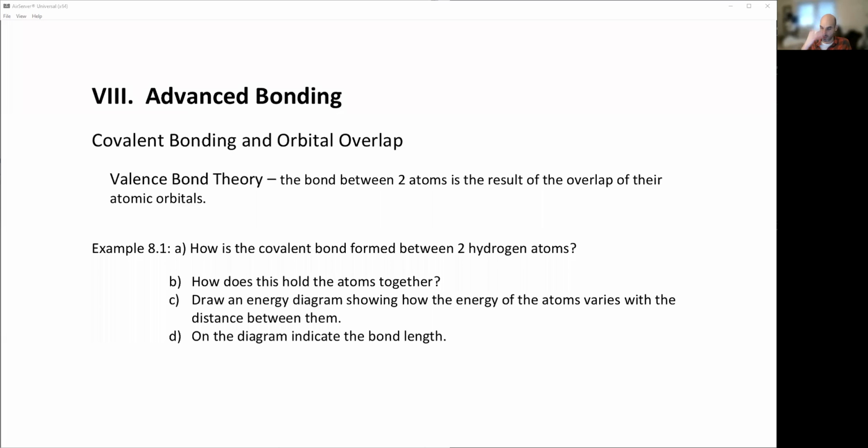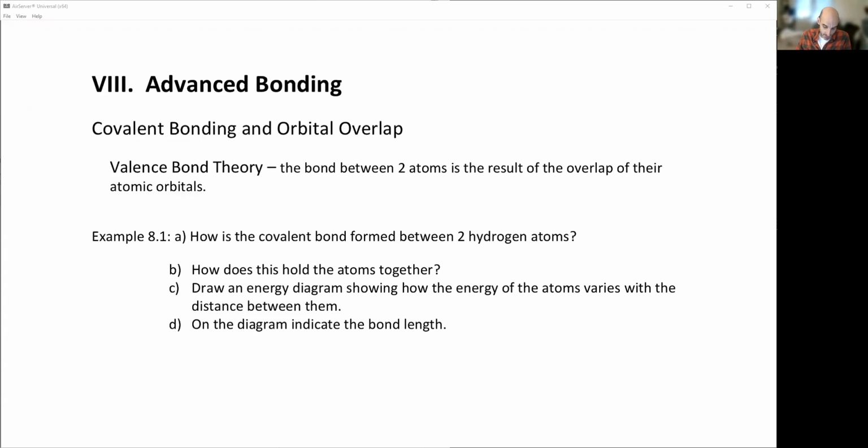Okay, we're going to take a look at some advanced bonding theories for the end of chapter 8. I'm not going to go into all of it. There's going to be MO diagrams and a bunch of other stuff as well. But generally, I'm just going to focus on VB theory. So let's talk about this.